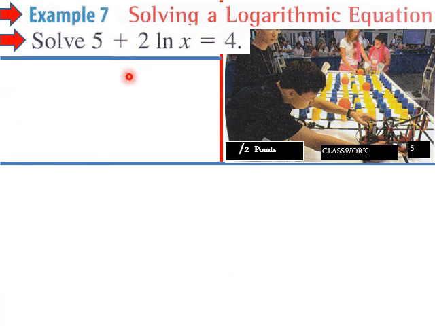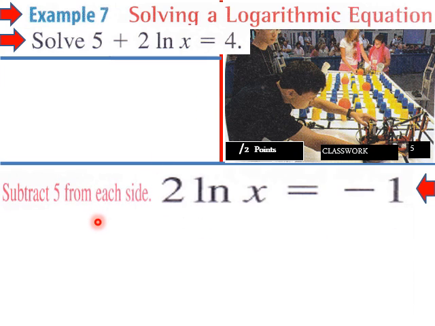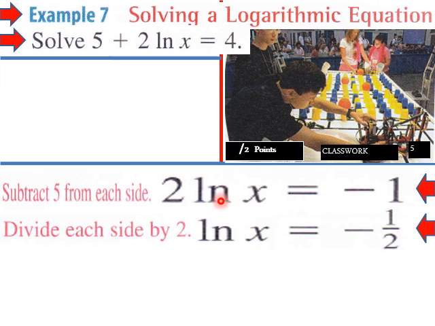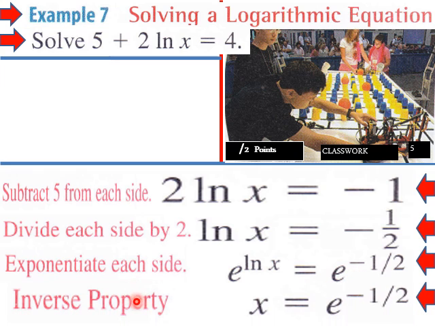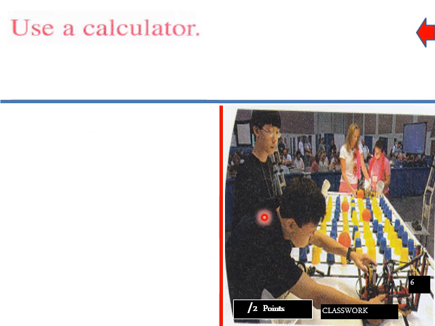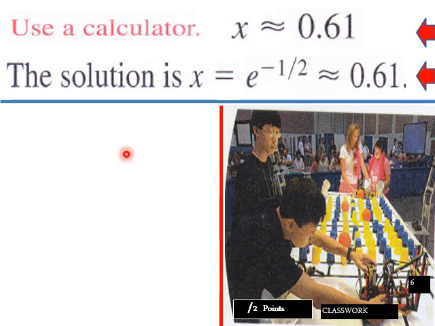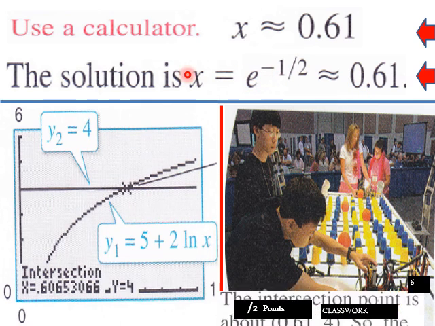Example 7, solving logarithmic equations. Solve 5 plus 2 natural log x equals 4. Subtract 5 from each side: 2 times natural log x equals -1. Divide each side by 2 now. So natural log x equals -1/2. Exponentiate each side, so e to the natural log x equals e to the -1/2. Inverse property: this drops down, x equals e to the -1/2. So e to the -1/2 equals 0.61. Okay, so 0.61 for that one.